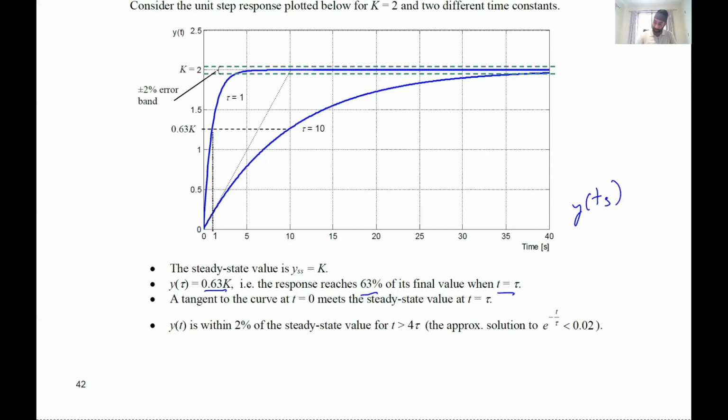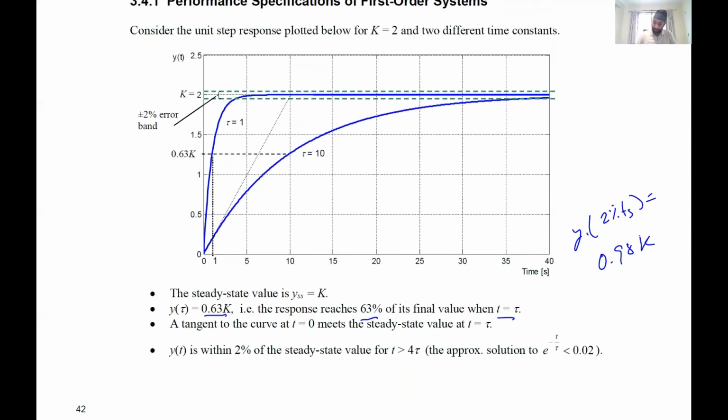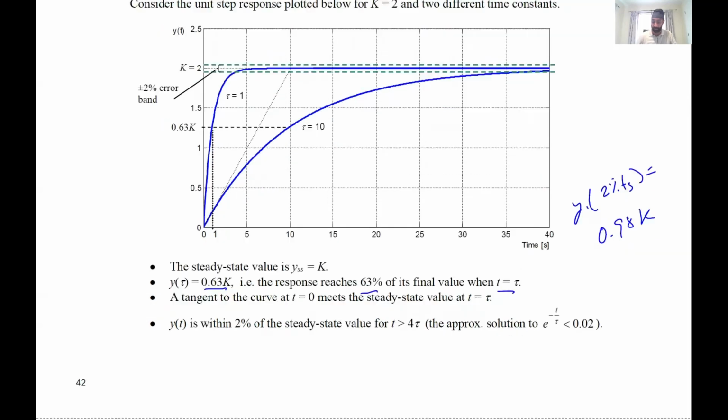We can say y at the 2% settling time is equal to 0.98 of the steady state value, which is k. If we substitute this in the equation on the top, we get that the settling time is almost equal to 4 times the time constant. So after 4 times the time constant, we are roughly within 2% of the steady state value.